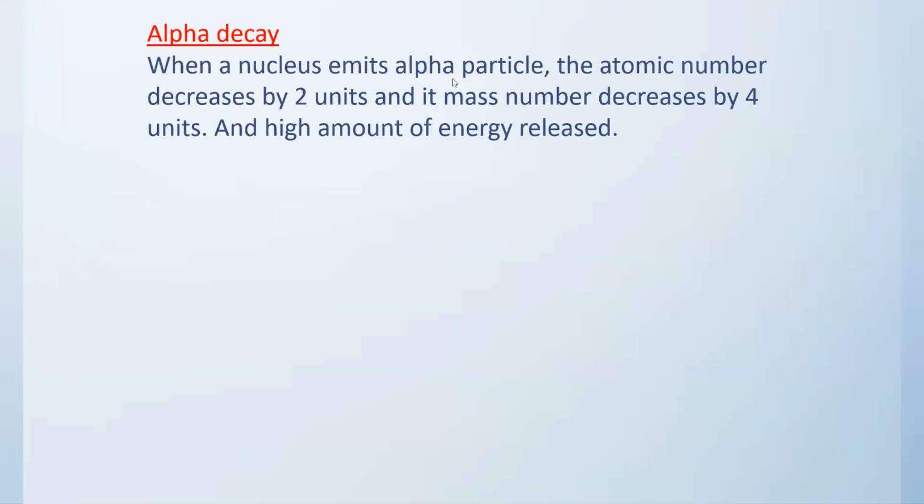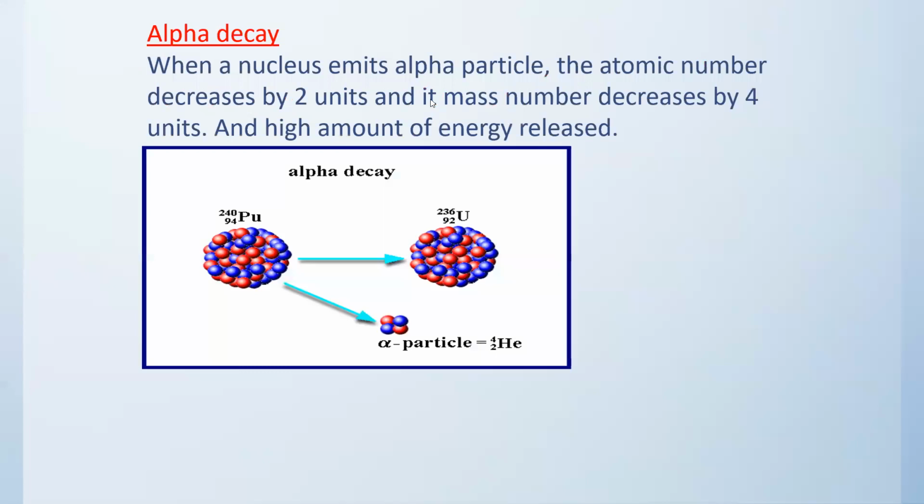Then what happens in alpha decay? Because in alpha decay, 2 protons and 2 neutrons will come out. So what happens to the mass number, the nucleon number? Example for polonium.